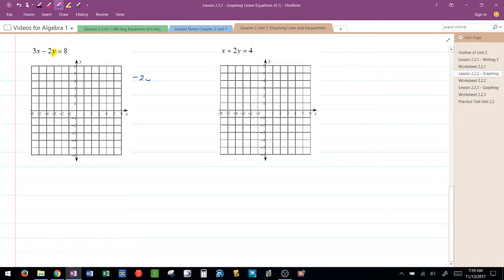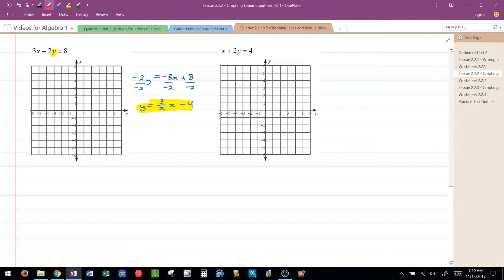This leaves me with negative 2y is equal to negative 3x plus 8. Now I'm going to divide each piece by negative 2. You have to make sure that you're paying attention to your signs. And I get y is equal to 3 halves x minus 4. This is the equation that I'm going to attempt to graph.